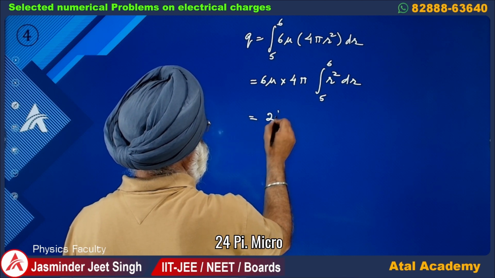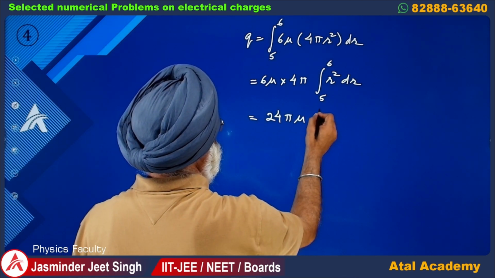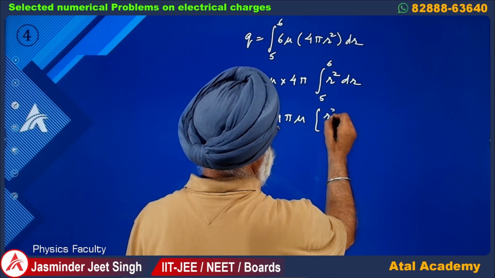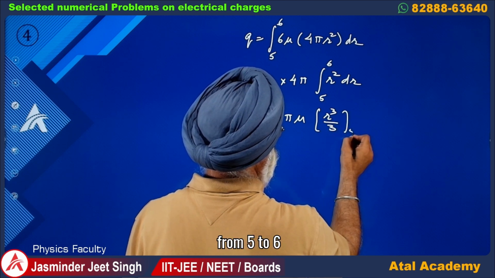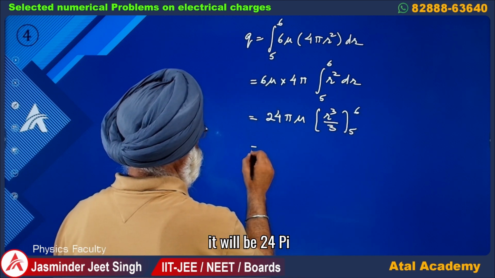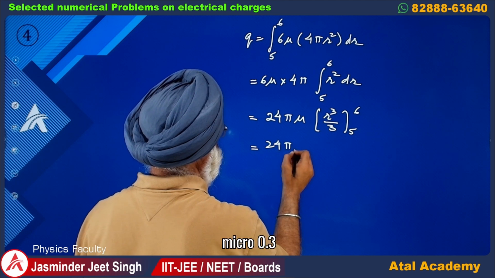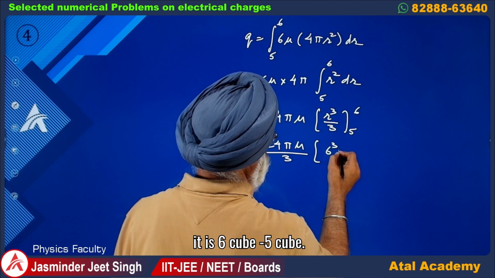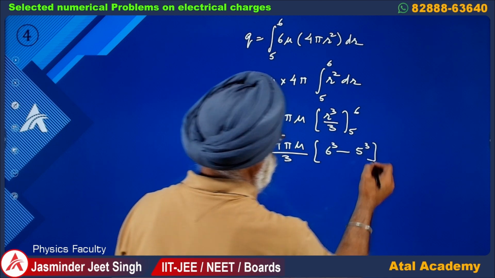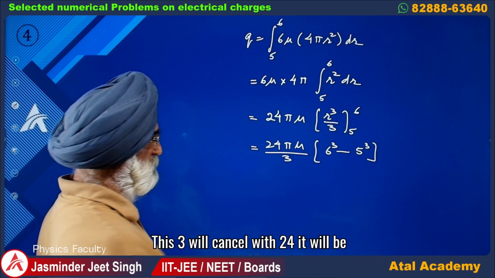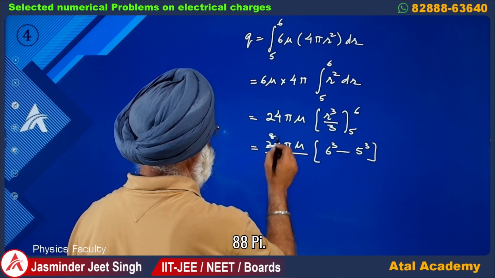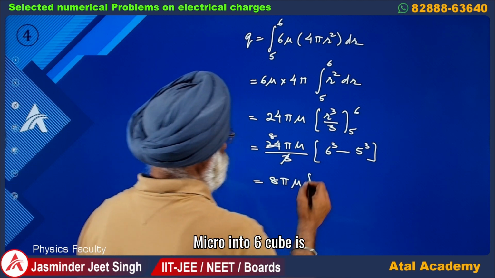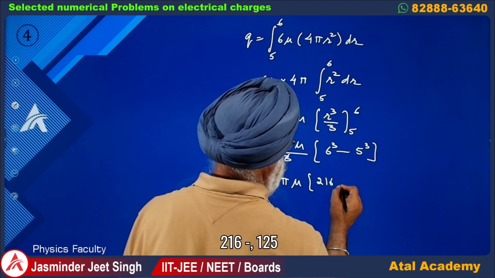6 into 4 is 24 pi micro. Integration of r square dr is r cube upon 3 from 5 to 6. It will be 24 pi micro upon 3 into 6 cube minus 5 cube. This 3 will cancel with 24, it will be 8. 8 pi micro into 6 cube is 216 minus 125.